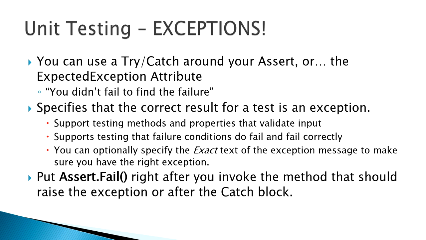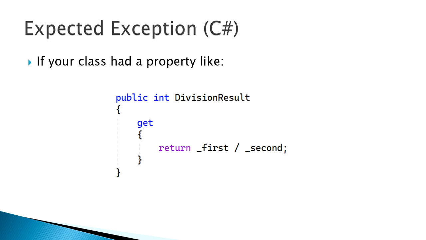Just a general note: because you're checking for exceptions, we always want to have an assert fail somewhere in the test as well. After you invoke the method that should raise the exception, what if it doesn't? Then, whether it's after the catch block or wherever, you want to make sure there's an assert fail in there so we avoid any false positives once again. Okay, so let's look at a couple of examples.